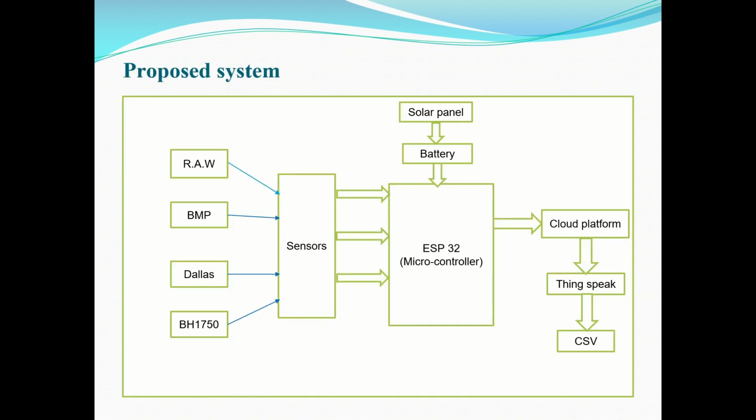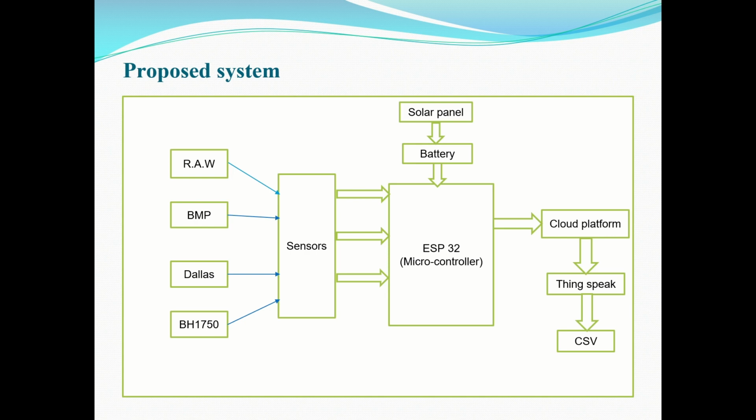This is the proposed system, in which we implemented an ESP32 microcontroller in place of the ESP8266, and we also increased the number of sensors. A rain sensor, wind sensors, an anemometer, a BMP pressure sensor, a DS18B20 sensor, a BH1750 sensor and an ultraviolet radiation sensor are used.